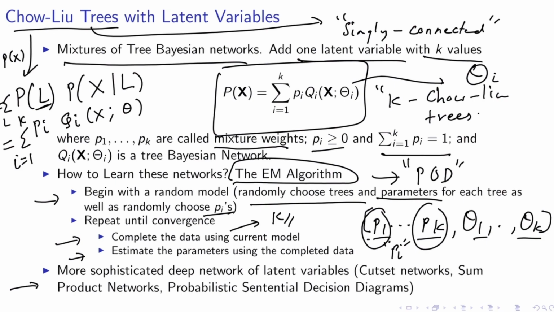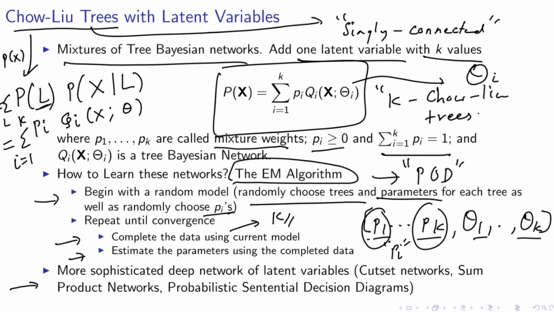So the mixtures of tree Bayesian networks, although it's a very, very simple approach, you just add one variable, and this algorithm is typically very fast because it uses the Chow-Liu algorithm. Although it's very simple, it often performs very well in practice.